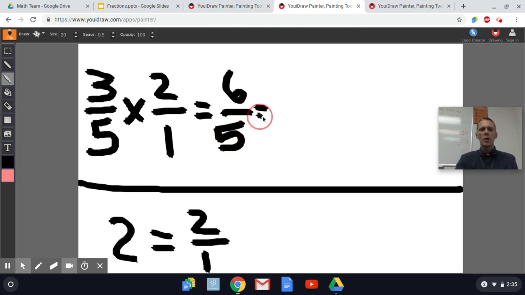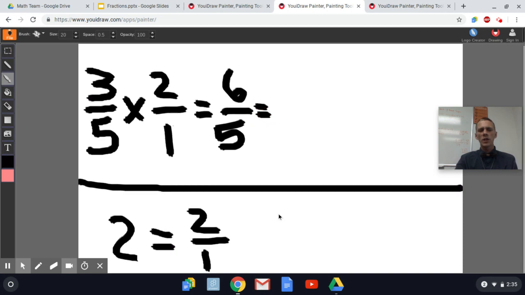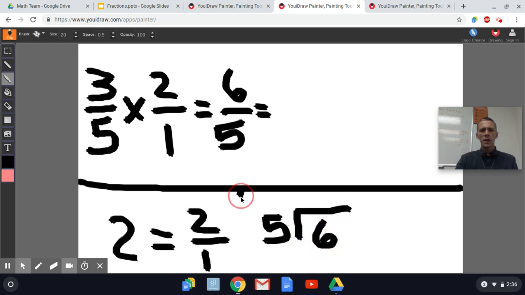So again, that's an improper fraction. An improper fraction is an improper answer. So we're going to take the bottom number, divide it into the top. Let me cross this off here so no one gets confused. Now 5 can go into 6 one time, because 1 times 5 is 5. And we subtract and we're left with 1.